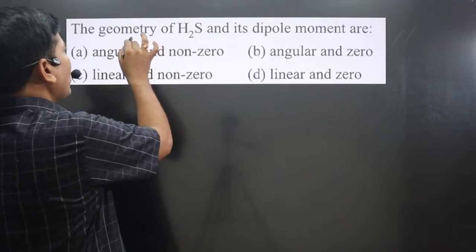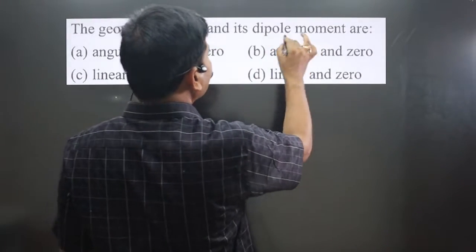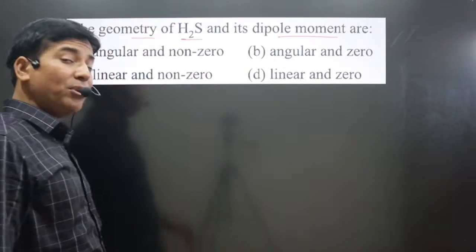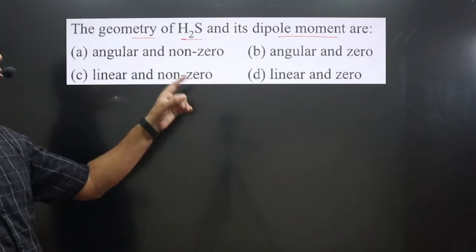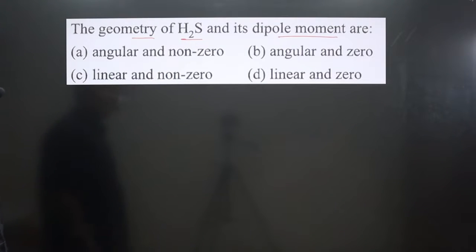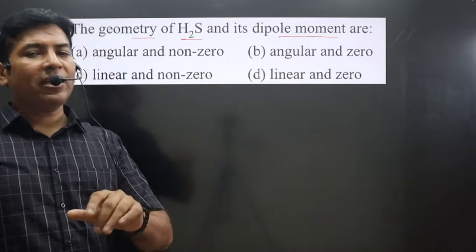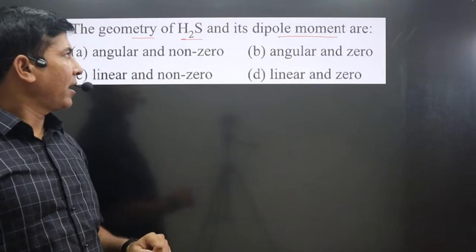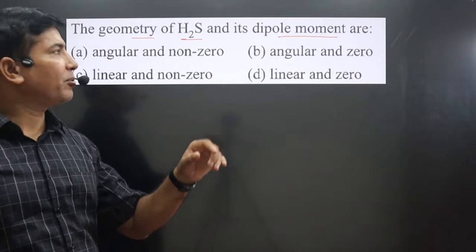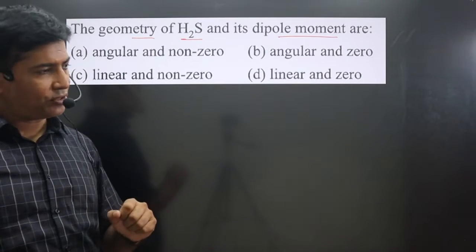The question says the geometry of hydrogen sulfide and its dipole moment are. Okay, we have to determine geometry and dipole moment for hydrogen sulfide. Geometry we can determine by hybridization, and then we can determine the dipole moment by finding the geometry.